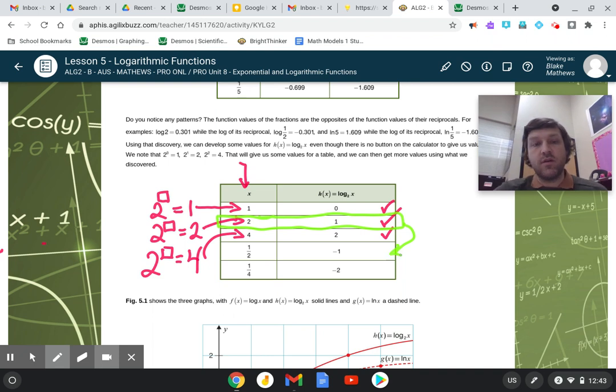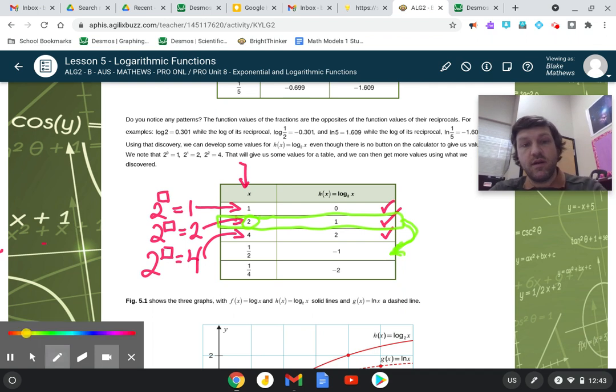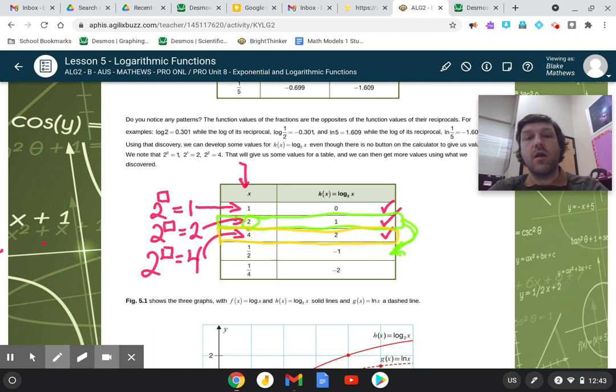So if the logarithm of 2 was 1, then I can conclude that the logarithm of 1 over 2 is negative 1. And then if I look at the line with 4 and I say, okay, the log of 4 was 2, then I can conclude that the log of 1 over 4 is negative 2. And that's where that comes from.